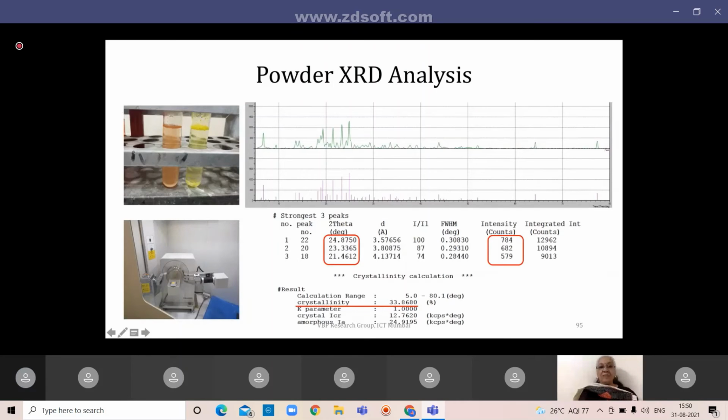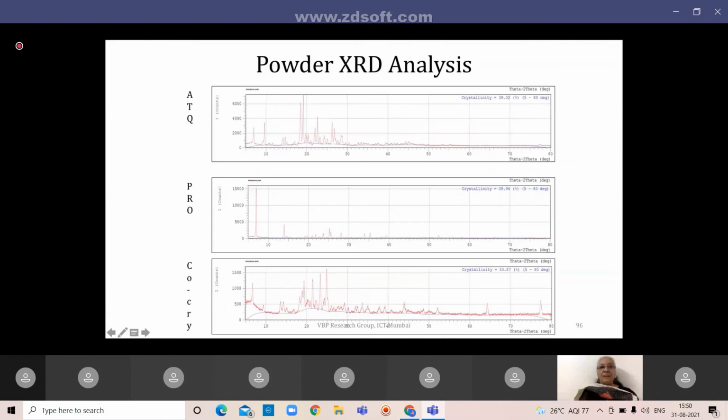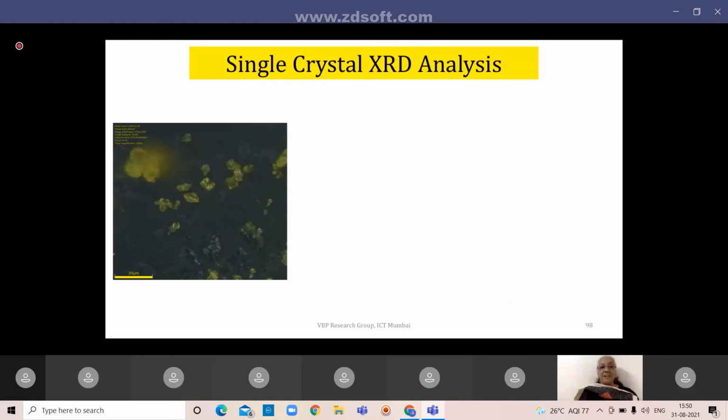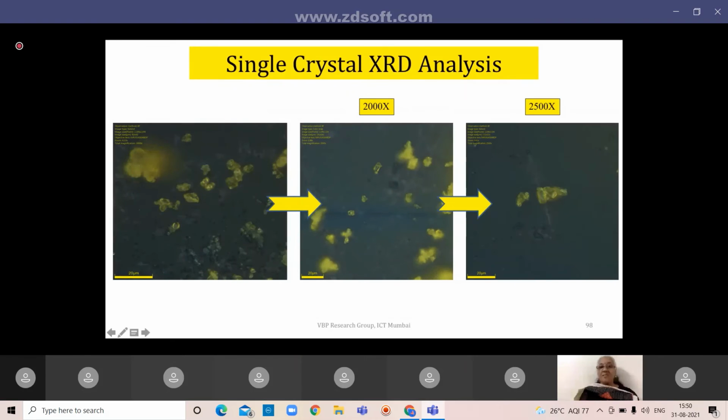Then we went on to powder XRD, and very clearly you can see that there were different peaks. In XRD, crystallinity was about 33%. So that was crystalline material. We purified it. Not only that, very clearly you can see this co-crystal powder XRD is different than the pure drugs. We did single crystal XRD too, and you can see the images at different magnifications. They were much different than the originals. That also proved that we have a co-crystal here.